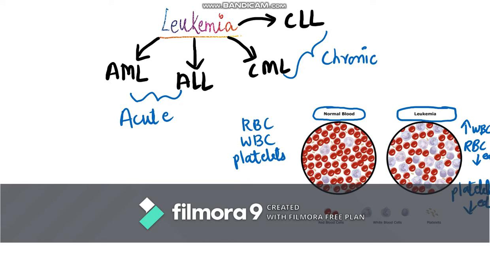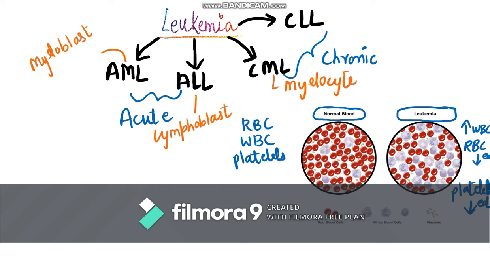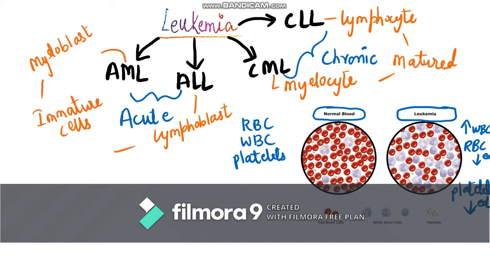Here on the right side we have an image explaining the normal blood and leukemia disease blood. Normal blood has RBC, WBC and platelets in a normalized ratio, and in leukemia disease blood we have increased WBC, and RBC and platelets are decreased. This is what leukemia is.